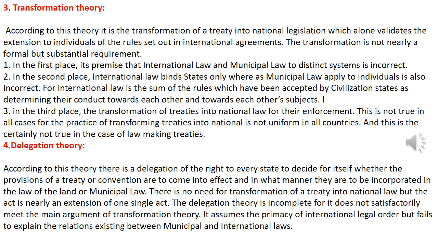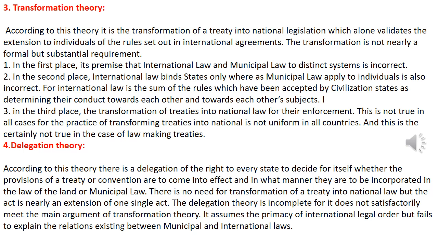And the next is delegation theory. According to this, every state has a right to decide for itself whether the provisions of the treaty have to come into effect or not, and whether they have to be incorporated into the municipal law or not. And there is no need for the transformation of a treaty into national law, because it is an extension of the same act.